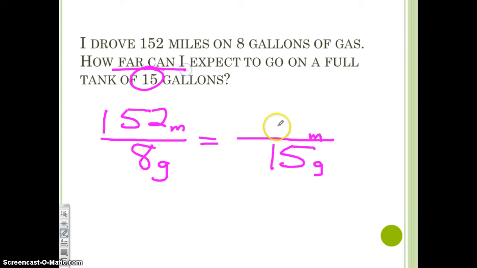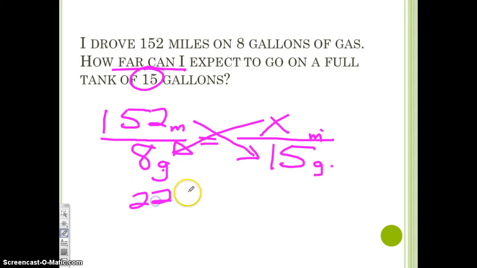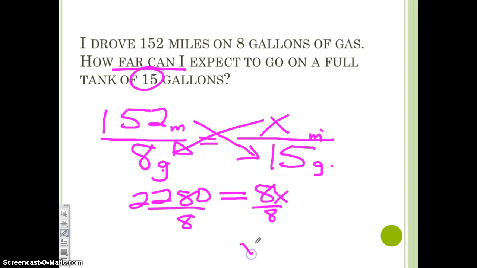How far? Those are our miles. We don't know that. So we've got miles to the gallon, miles to the gallon. We're good. Now we can drop those M's and G's if we want to work the problem by cross multiplying. Basically, we'll get 2,280 is equal to 8x. Divide both sides by 8. And we get x is equal to 19. Oh, that's not right. That's 285. Sorry, I was looking at another note. 285.